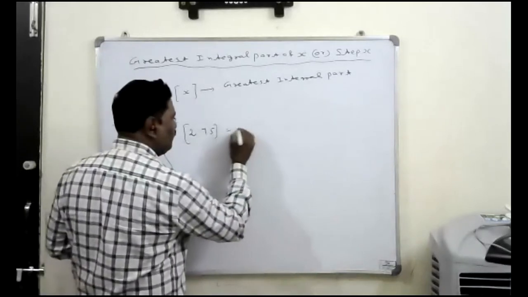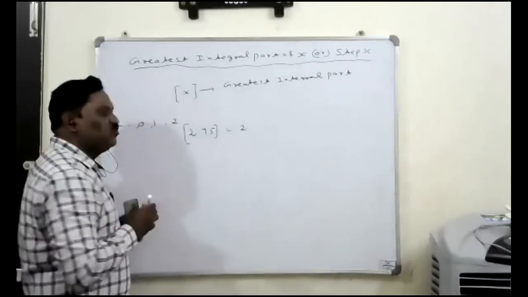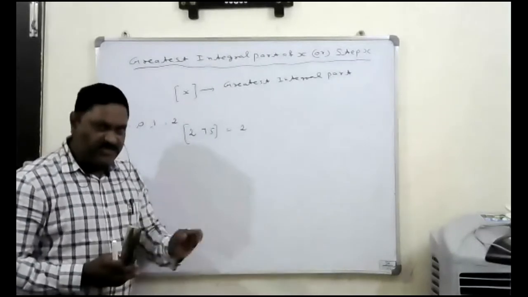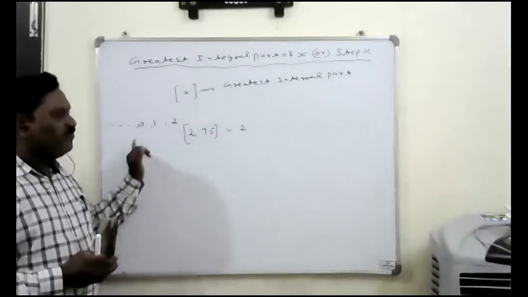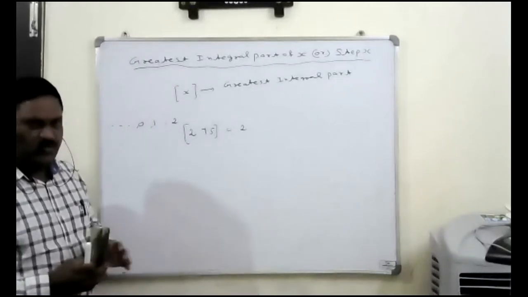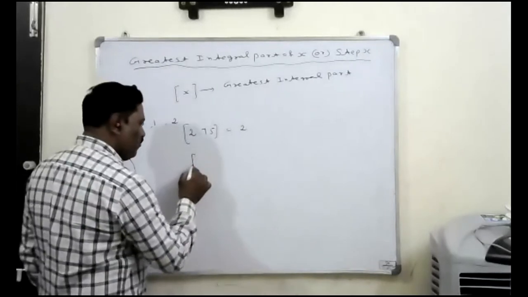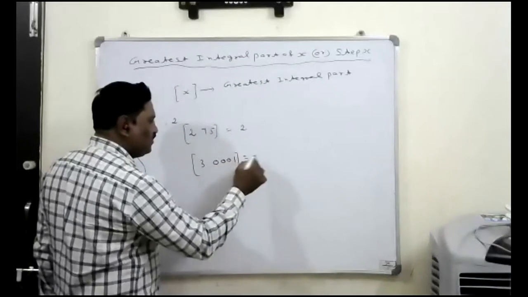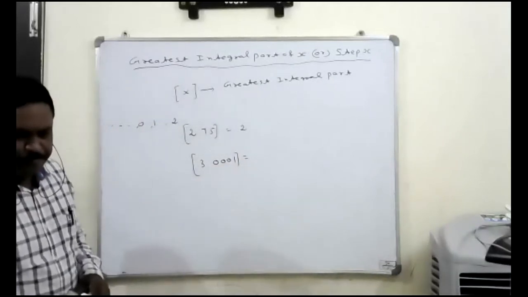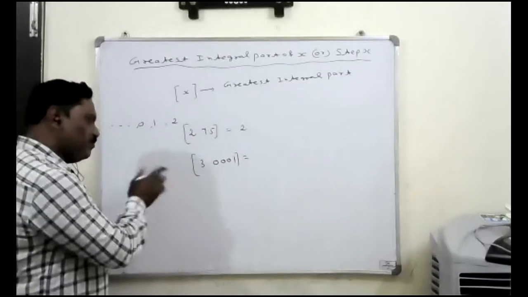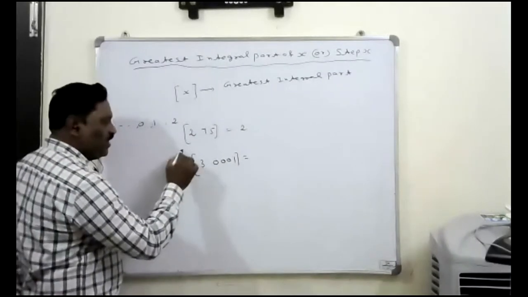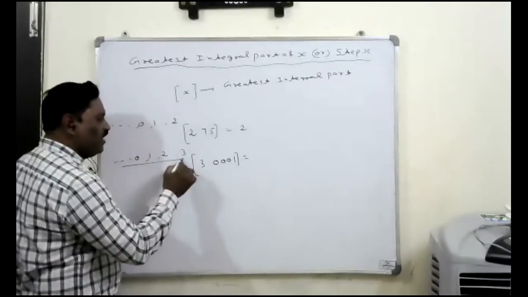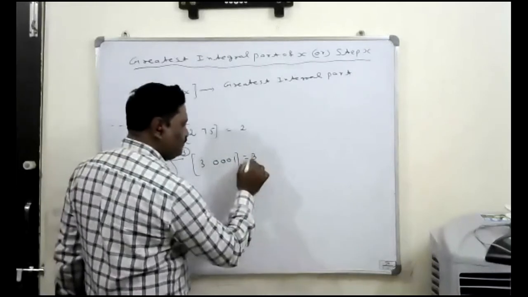Greatest integer क्या है? 2. That's why this value is equal to 2. Means this always gives an integer only. That integer is the greatest integer before the value of that given number. Okay. Similarly, suppose I want to find the integral part of 3.0001. What is the greatest integral part of this? 3. Because before this number, इसका पहले integers का है 3, 2, 1, 0, etc. Out of that, the greatest integer is 3.